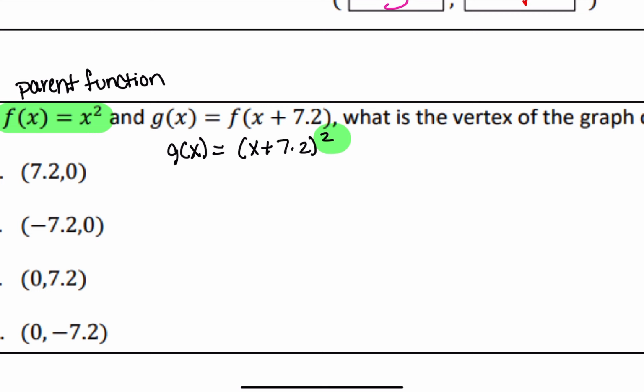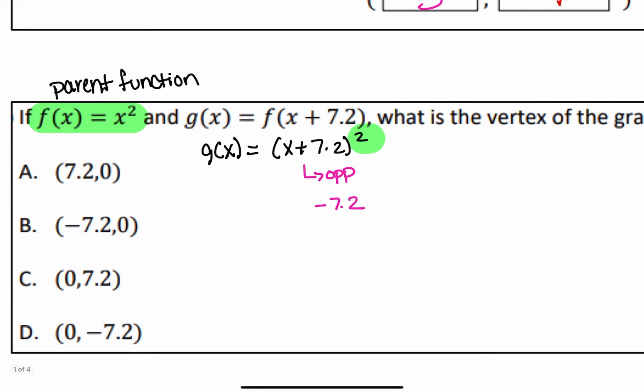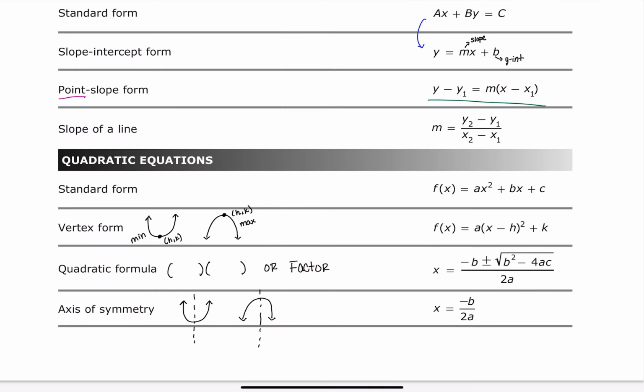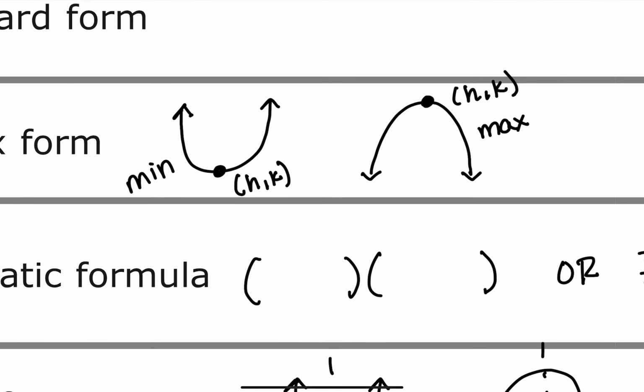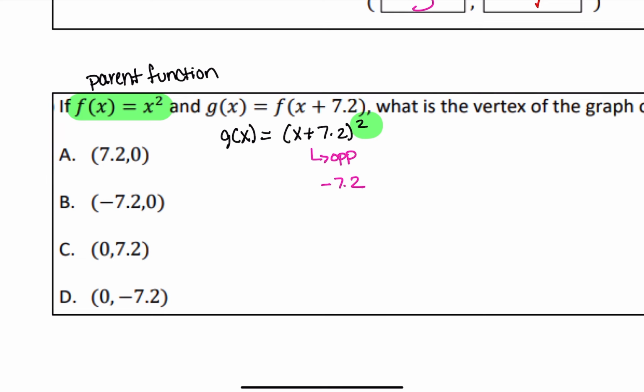Or you can just look at it and see, again, we do the opposite of whatever our x is. So that's going to be -7.2. And then remember, that's your h. According to our reference sheet, which is right here, h is like your x, k is like your y. So then you would pick the right answer.